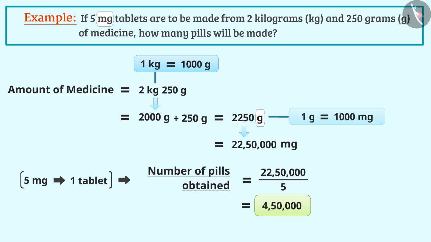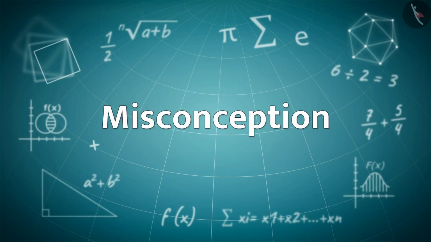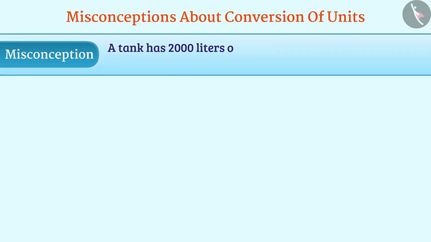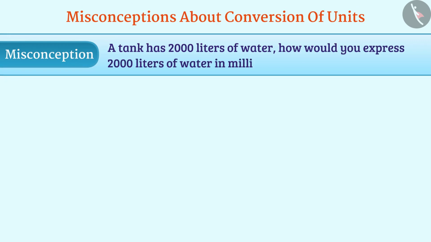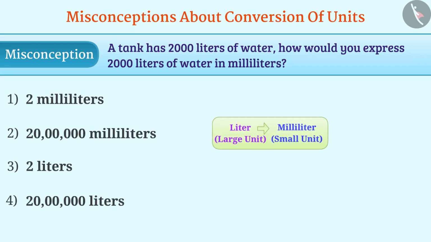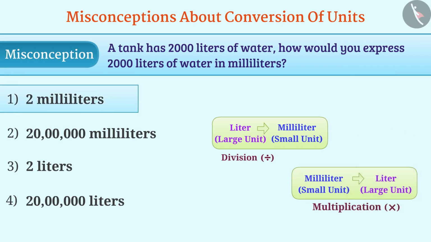Now, let's look at a misconception. A tank has 2000 liters of water. How would you express 2000 liters of water in milliliters? Many times, it is misunderstood that division is done when converting to smaller units and multiplication when converting to larger units. Option 1 from this understanding is a wrong answer.